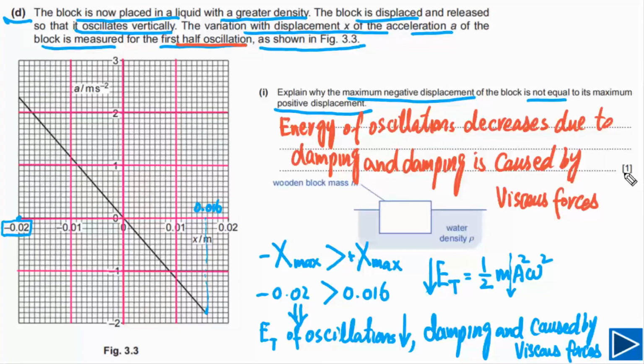And this question has only 1 mark. If you write down this, you will get 1 mark. It means this has to be in your answer. You have to mention damping, and you need to say damping is caused by viscous forces.